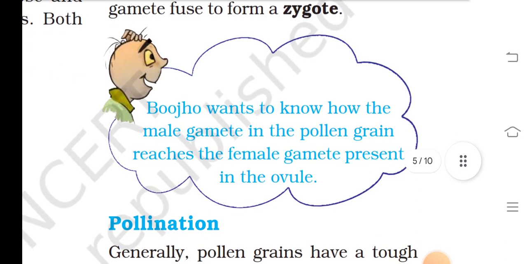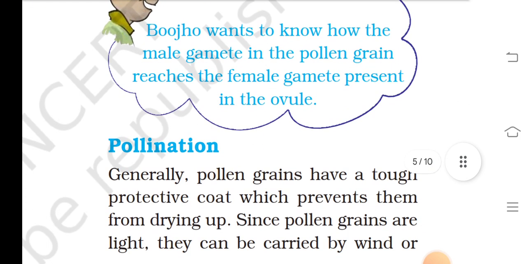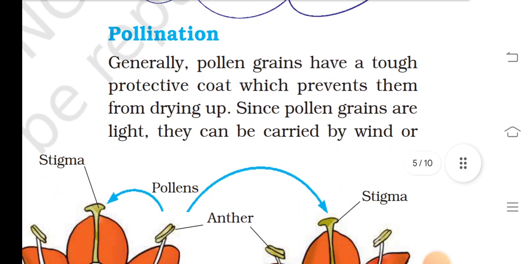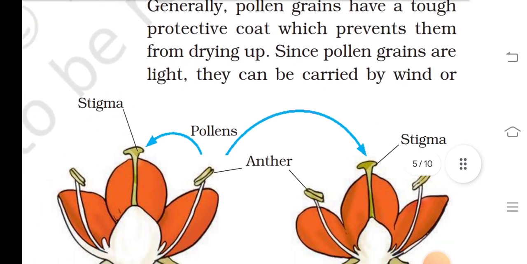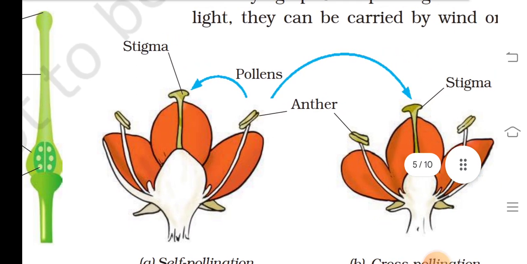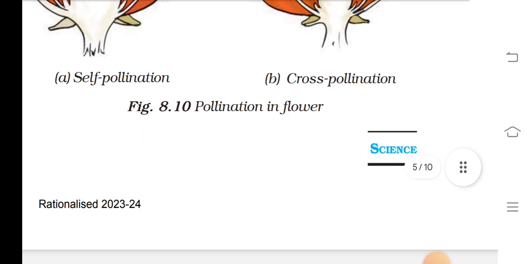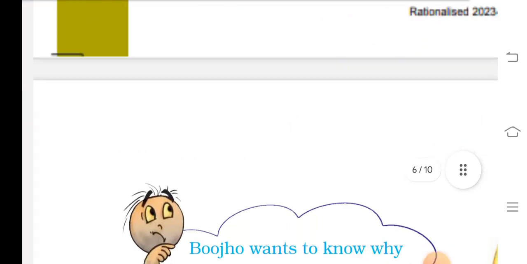Would you want to know how the male gametes in the pollen grain reach the female gametes present in the ovule? Pollination. Generally, pollen grains have a tough protective coat which prevents them from drying up. Since pollen grains are light, they can be carried by wind or insects. Stigma, pollen, anther, cross-pollination, self-pollination, pollination in flowers.